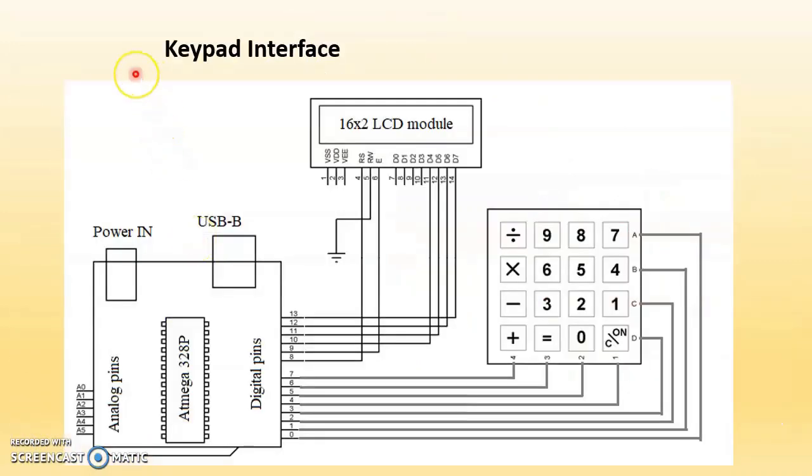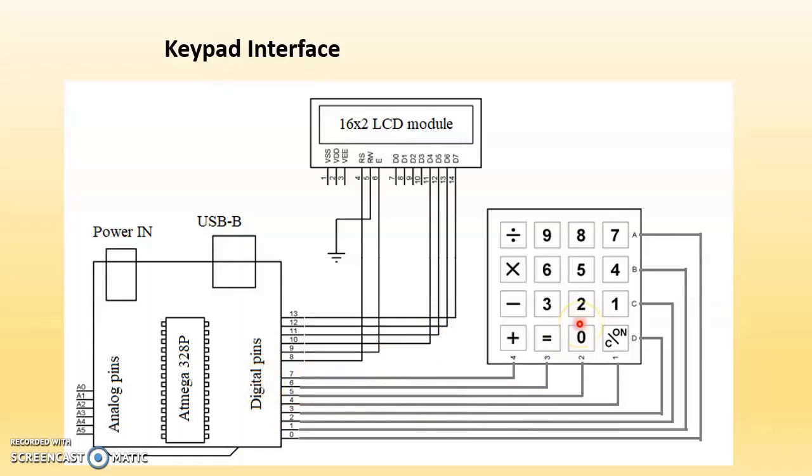Okay, now let us see the interfacing diagram of this keypad to the Arduino. We have considered here a 4x4 keypad. So there will be 4 rows A, B, C, D and 4 columns 1, 2, 3, 4. This we have to connect to this Arduino. While connecting this, a total of 8 pins will be required, and those will be digital input output pins.